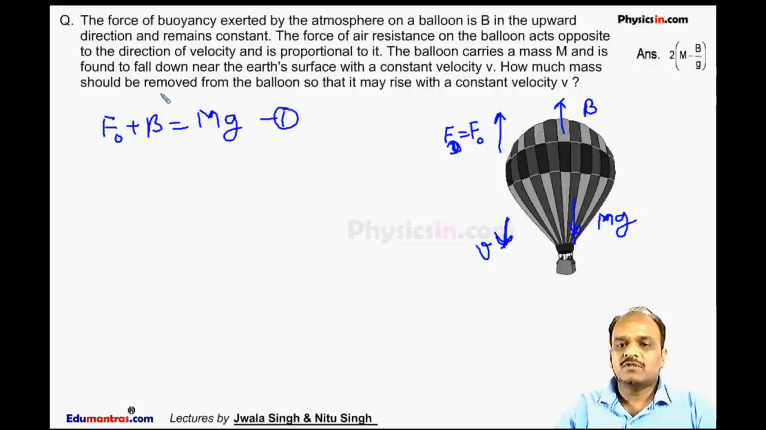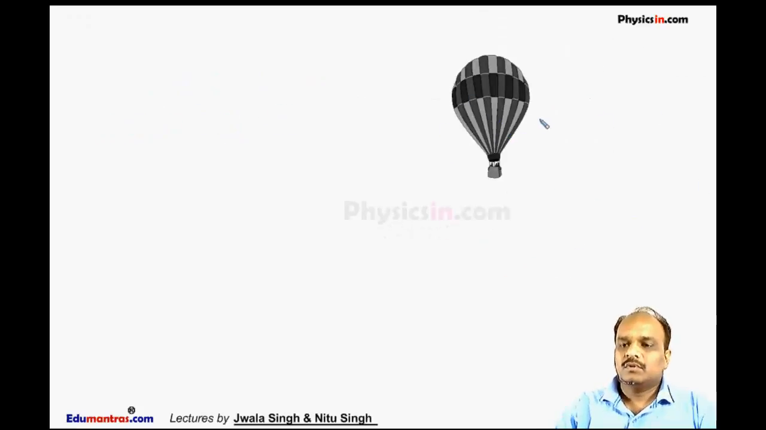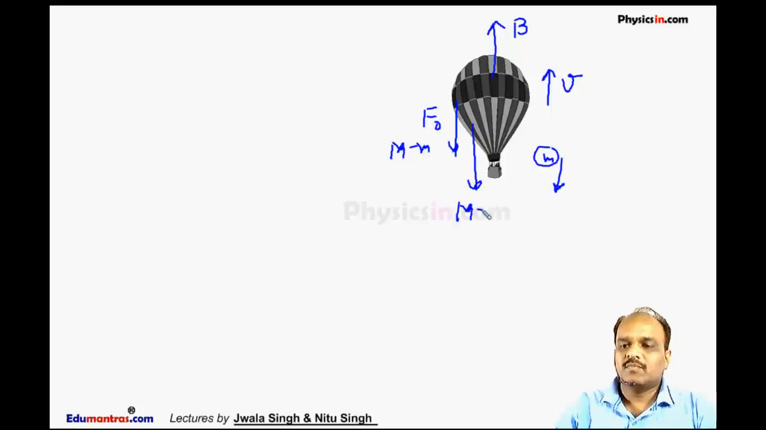The question: how much mass should be removed from the balloon so that it may rise with constant velocity v? Suppose from the same balloon, a mass small m is dropped. So the total mass of the remaining balloon is M minus m, and the buoyant force B is acting upward. Now this balloon starts moving upward, so the drag force will act downward, that is F naught, and the weight of this balloon is (M minus small m) into g. This is the mass which has been dropped from this balloon.